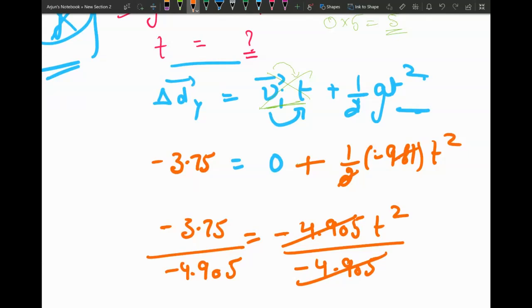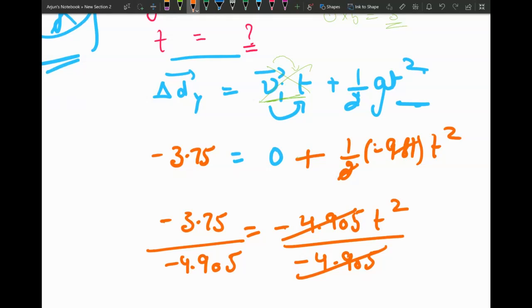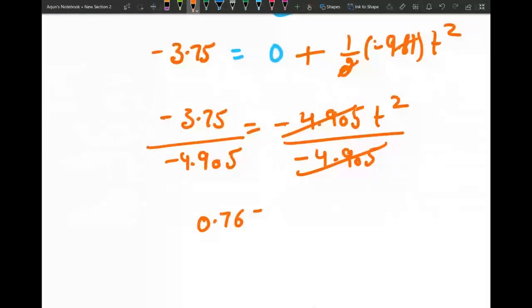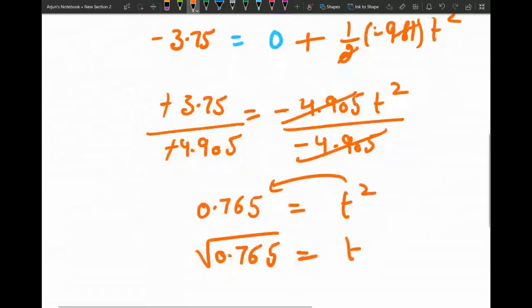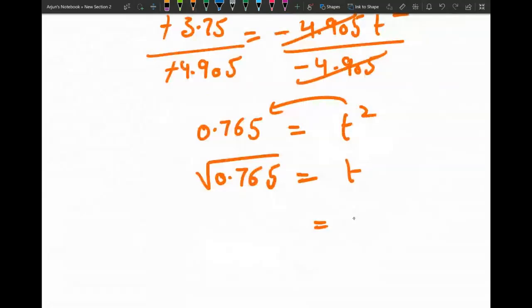So 3.75 divided by 4.905, which is 0.765, and the negative will cancel out, equal to t square, and then the square is going to go on the other side. 0.765, this is going to give me the t value as 0.87. So the t value will come out to be 0.87 seconds. So we figured out the time.